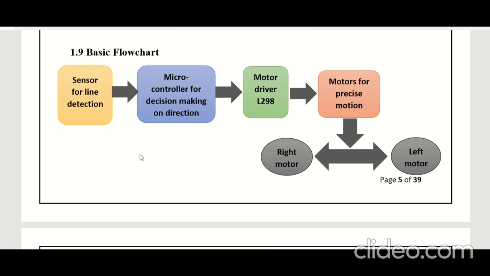This is our basic flow chart of our sensor system, in which first of all, line follower robot. First of all, we take sensor input from the IR sensor for line detection, and then the microcontroller decides in which direction we should move, and it gives its output to the motor driver. The motor driver then gives the output to the motor, whether the right motor should move or the left motor should move, according to the input given by the IR sensor.